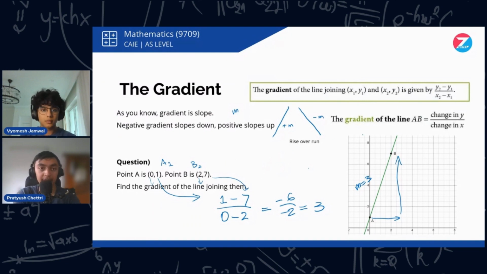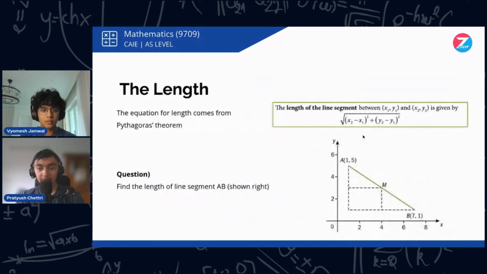Pretty simple. Okay, the length of a line. This equation will actually come from the Pythagoras theorem. If you look here, I have two points, let's call these A and B. This is a circle, by the way. And they're on the coordinate plane forming a line segment. And I take this X coordinate and I take this.